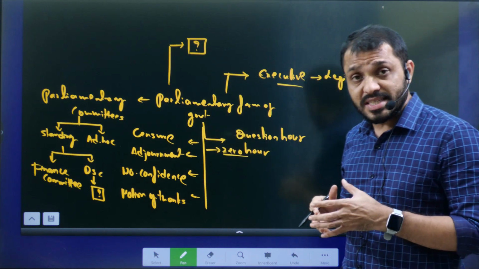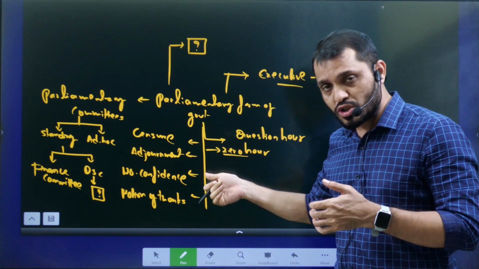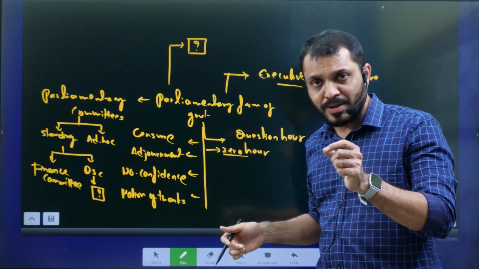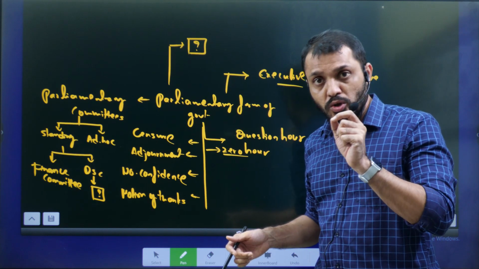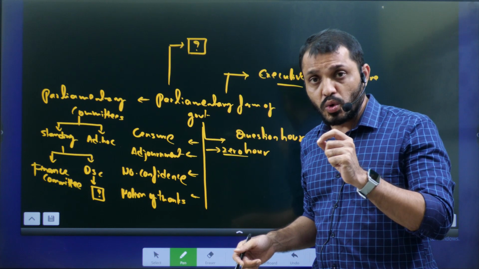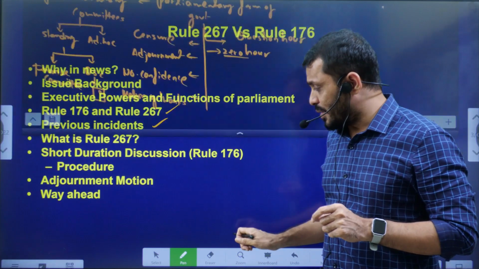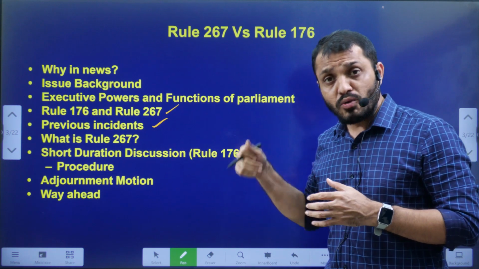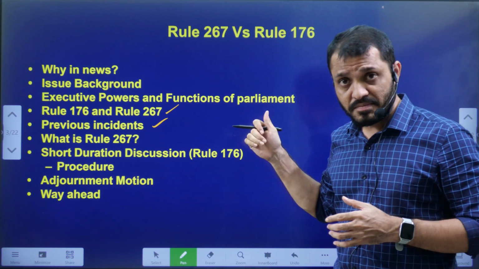Now we are going to discuss one of such instruments in this video. These instruments are particularly available in the Rajya Sabha. They are not related to Lok Sabha. What are these instruments? These instruments are Rule 267 and Rule 176. So what is this Rule 267 and what is this Rule 176?